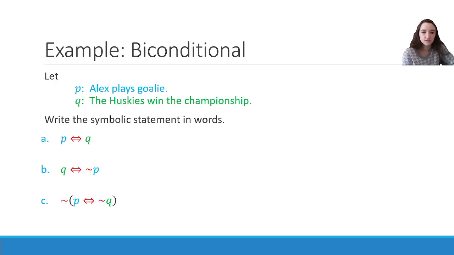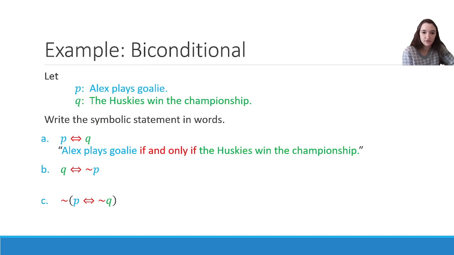Alright, so here's our example. If we have P is Alex plays goalie and Q is the Huskies win the championship, then our first thing is just, again, we've got our P directly, our Q directly, and then we just translate this into if and only if. So it'll be Alex plays goalie if and only if the Huskies win the championship. We have to say the whole thing. If you say IFF, that's also fine, but it has to be one of those two. Don't shorten this to just if or just only if, because that would be wrong. It has to be both.